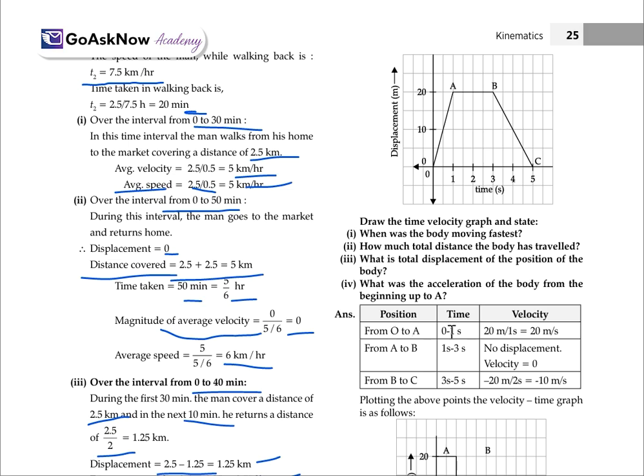So, position time. We have firstly O to A, which means the time will be 0 to 1 second. So 20 meter. Simply with the help of this graph, you will have to calculate all the things. Okay, position time and then velocity. 20 meter means 20 meter per second.